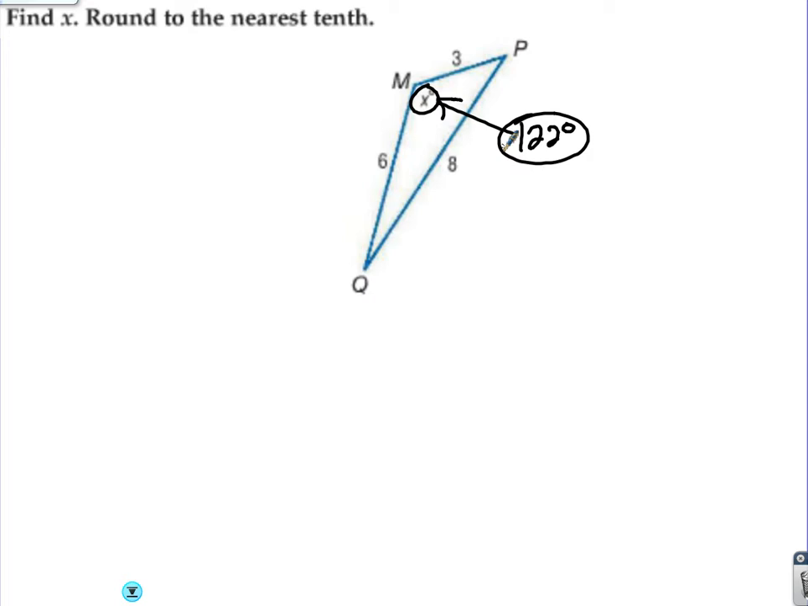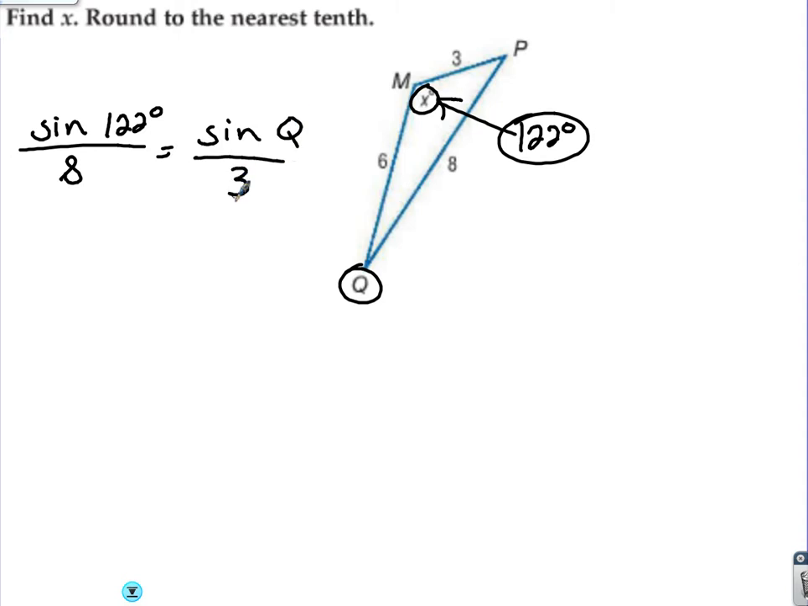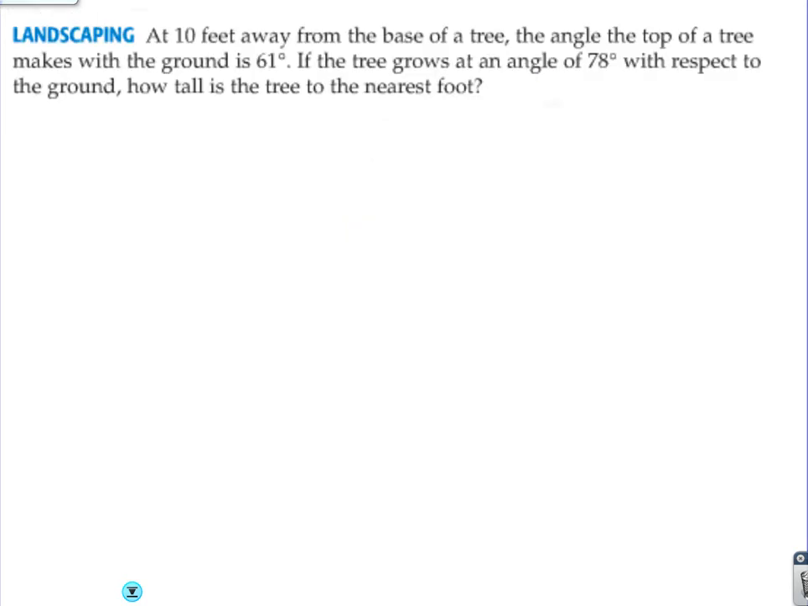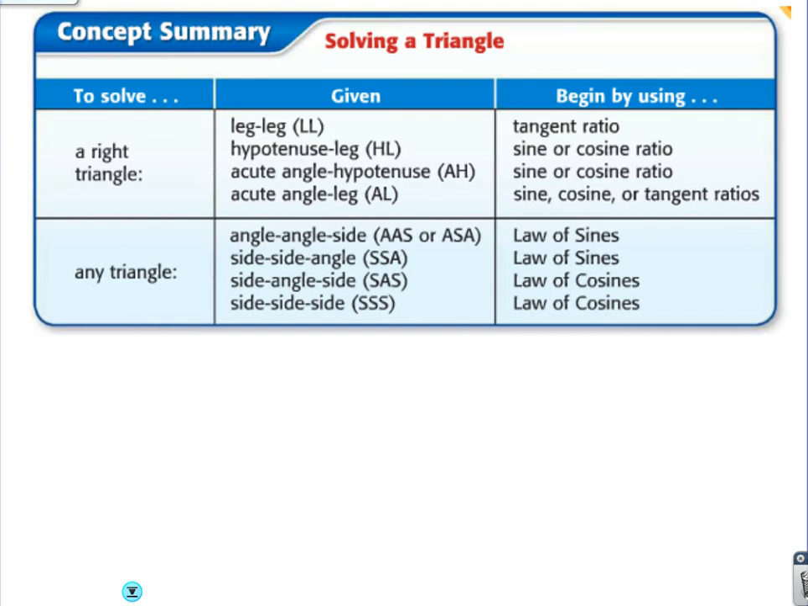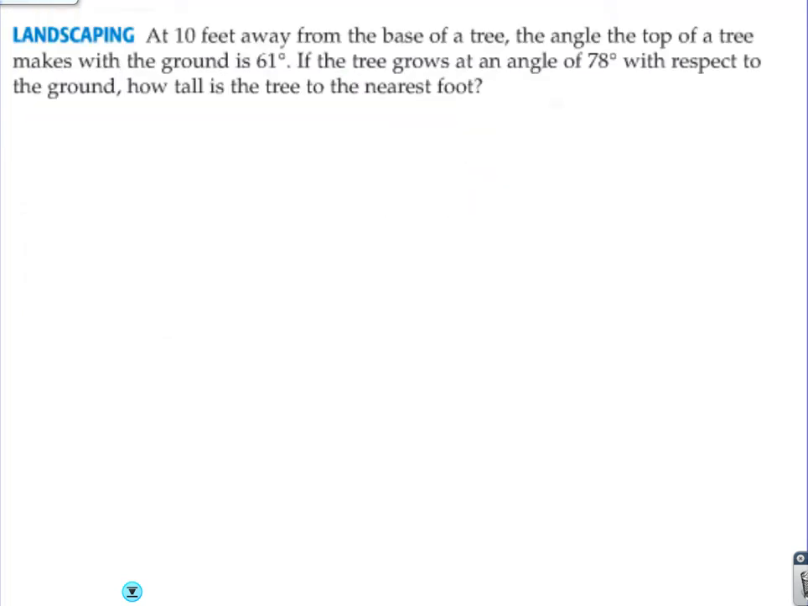I told you I don't really like using that 122 because it's a rounded answer. But if I was asked to find this angle, could I say the sine of 122 degrees over 8 equals the sine of Q over 3? Sure. Now that you found that M is 122 degrees, you could use law of sines, you could find Q, and then you could use the triangle angle sum postulate, the three angles add up to 180, to find your third missing angle. Okay, next to last problem.